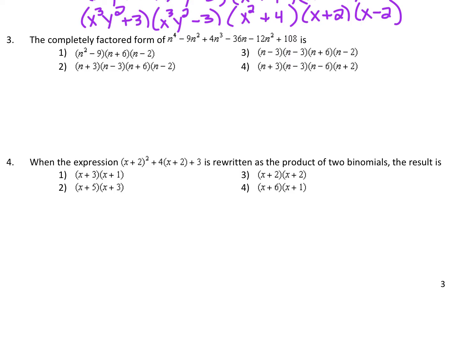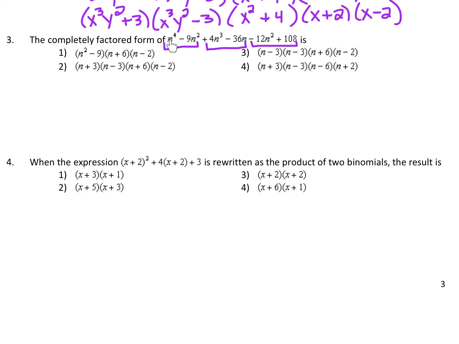So I'm going to group together. And you know what? If you can't look at it and do that, no big deal. Try grouping it into 2 groups of 3. And if that doesn't work, then try grouping it into 3 groups of 2. What we're looking for is to wind up with the same expressions within the parentheses.